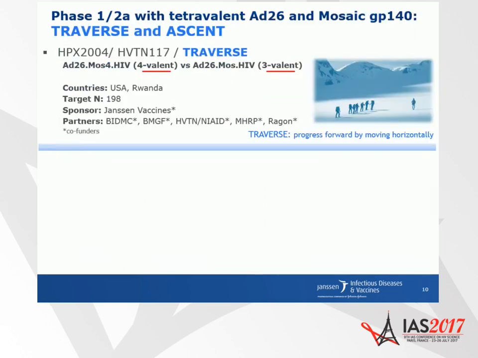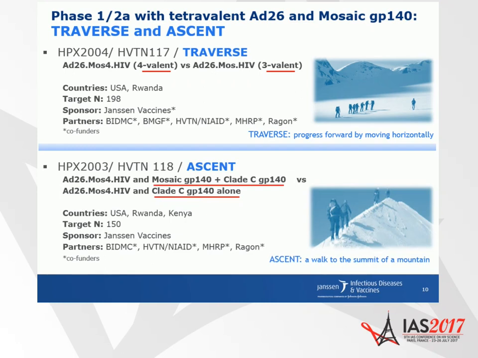The other study that is currently ongoing is the TRAVERSE study, where we are testing the fourth vector. So here we have the actual regimen that we are aiming for with four adeno 26 vectors, and for consistency, because we want to move this forward in the proof of concept study, we are comparing that with the regimen that we have tested in the approach study. And then finally, we have the so-called ASCENT study, where we are comparing one protein in the boost versus two proteins in the boost, and that study is also ongoing.